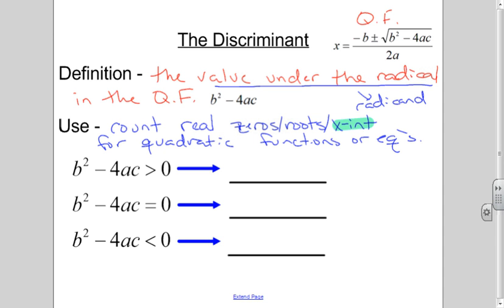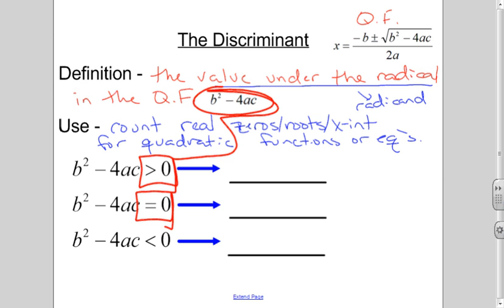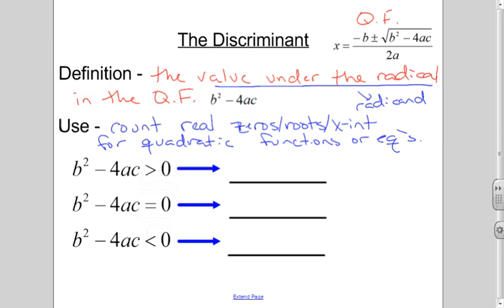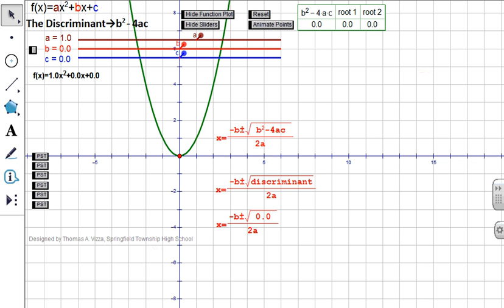So if we said that the discriminant is a value, that value could be greater than 0, equal to 0, or less than 0. And there are no other options for that. Basically, you're saying it could be positive, it could be 0, or it could be negative. So let's take a look over here at this Sketchpad demo and explore that a little bit.